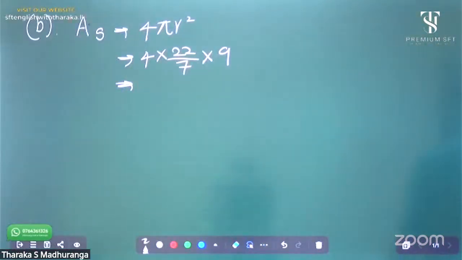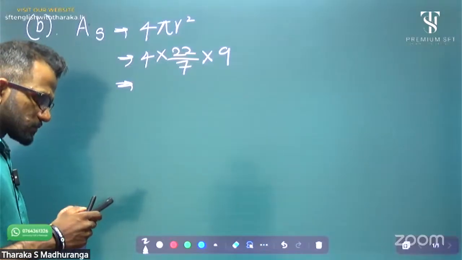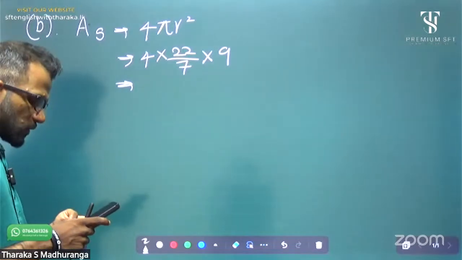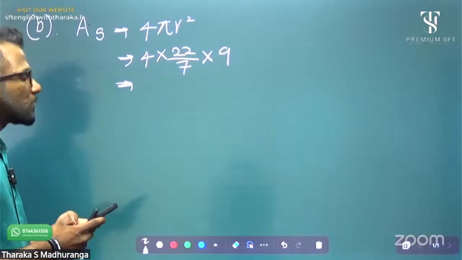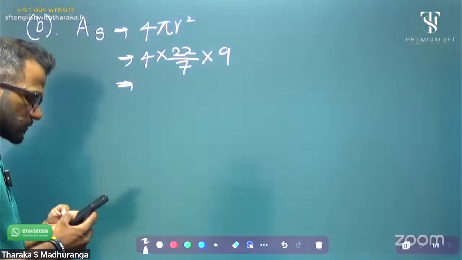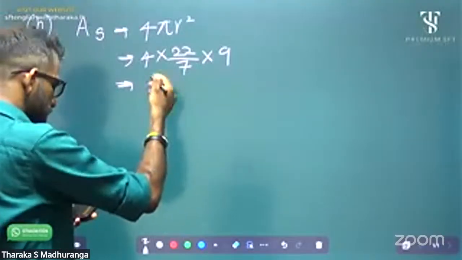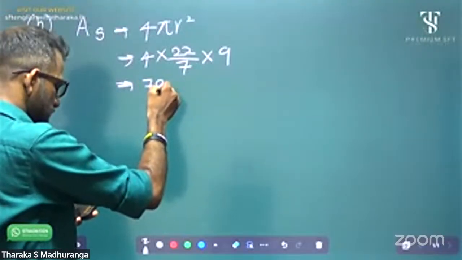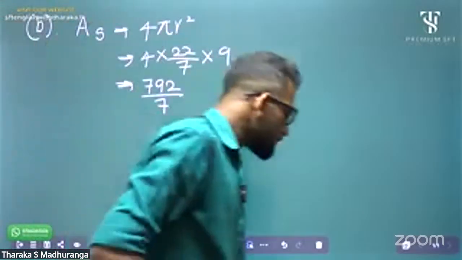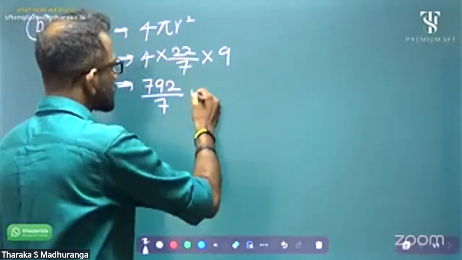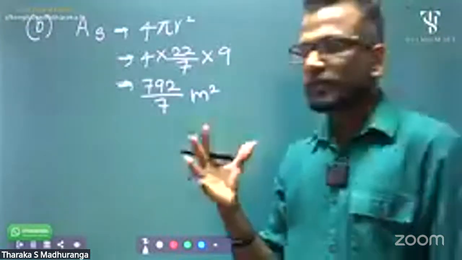Now you can get this value. Are you good? 4 into 22, 88. 88 into 9. Are you good? Divide by 7. 113 point... no, better to keep it as 792 over 7. Okay, this is the surface area in square meters, the area of the full sphere.